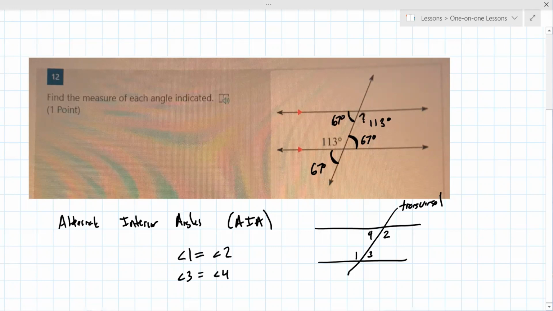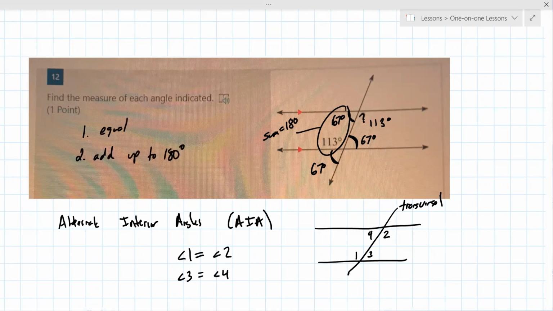So what do you notice about the sum of these two? I think you kind of already said it here. The sum is 180. So there's really two situations here. The angles either are equal, or they add up to 180.